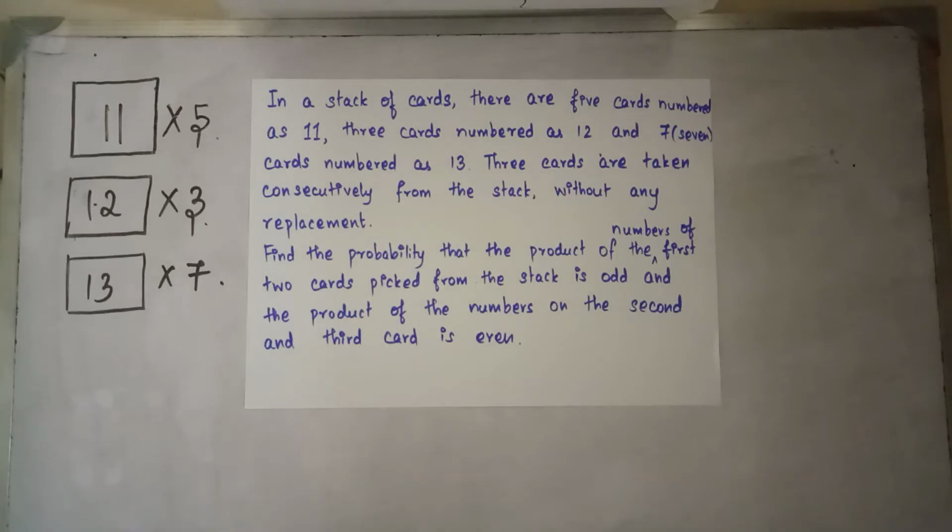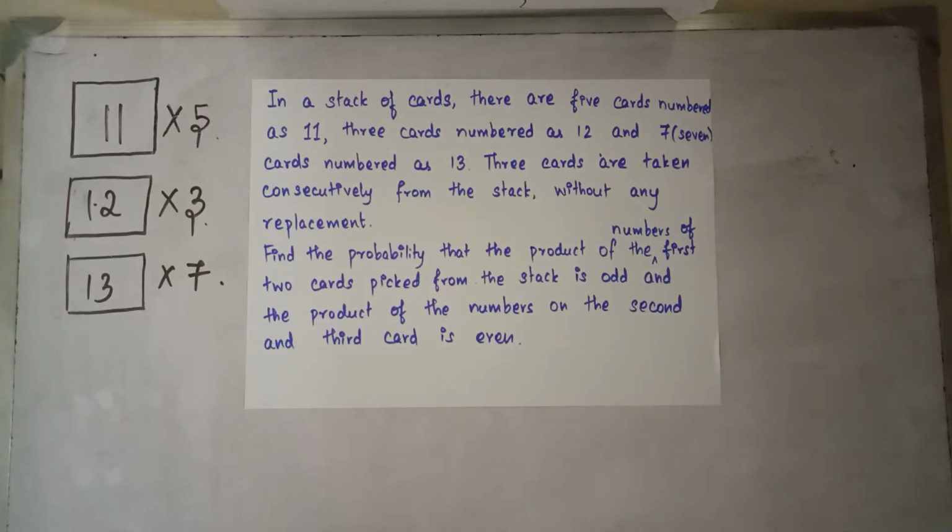In this video, we'll be looking at a problem based on probability, and this problem involves a little critical thinking. In a stack of cards, there are 5 cards numbered as 11, 3 cards numbered as 12, and 7 cards numbered as 13. 3 cards are taken consecutively from the stack without any replacement. Find the probability that the product of the numbers of the first 2 cards picked from the stack is odd, and the product of the numbers on the second and third card is even.